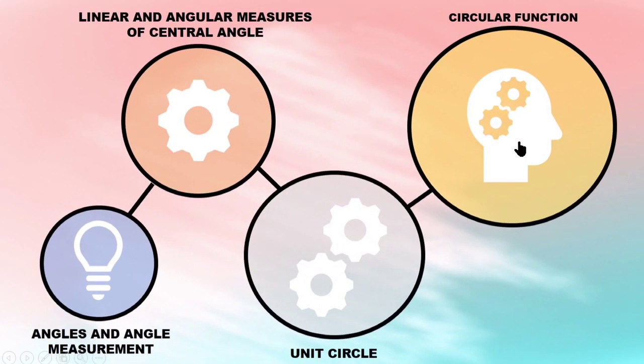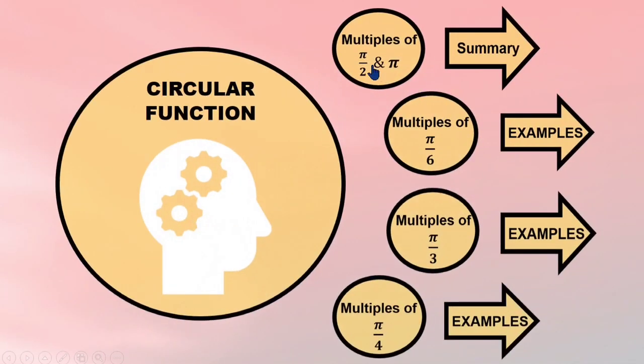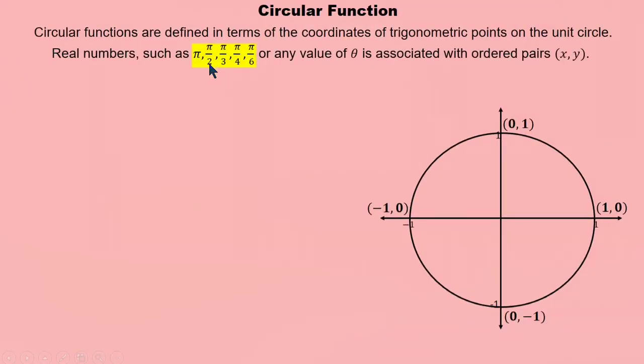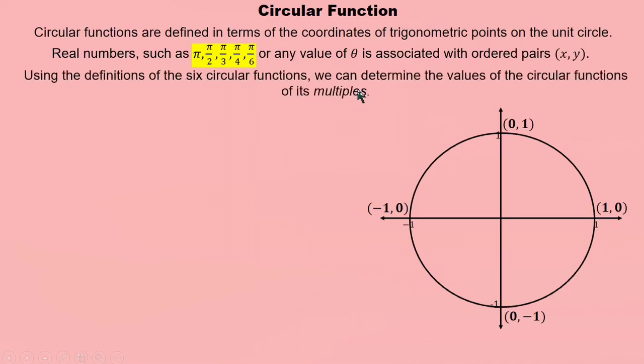What is a circular function? Circular functions are defined in terms of the coordinates of trigonometric points on the unit circle. Real numbers such as pi, pi over 2, pi over 3, pi over 4, pi over 6, or any value of theta is associated with ordered pairs (x, y). Using the definitions of the 6 circular functions, we can determine the values of the circular functions of its multiples.